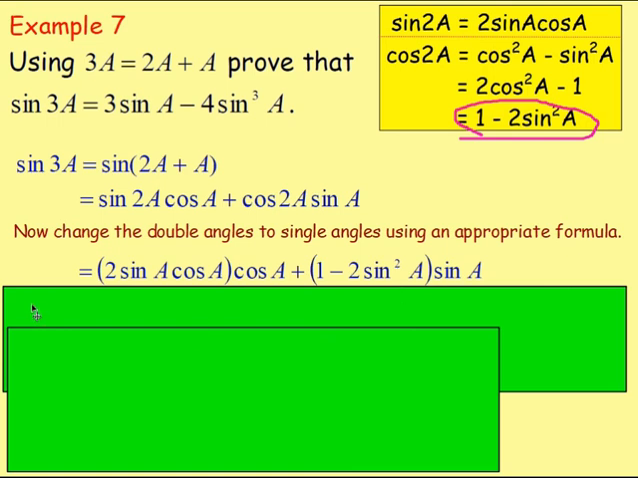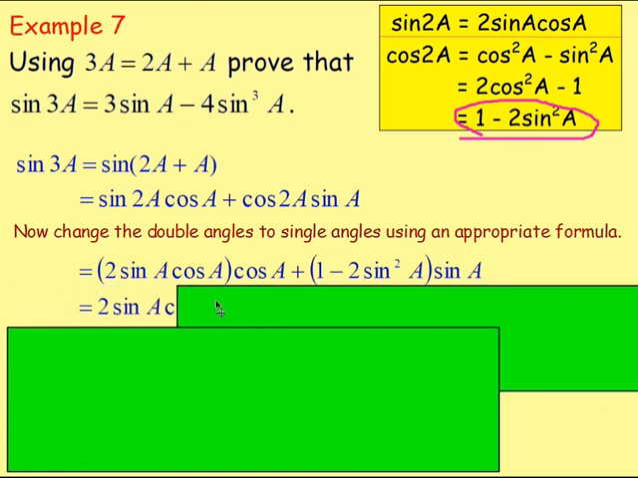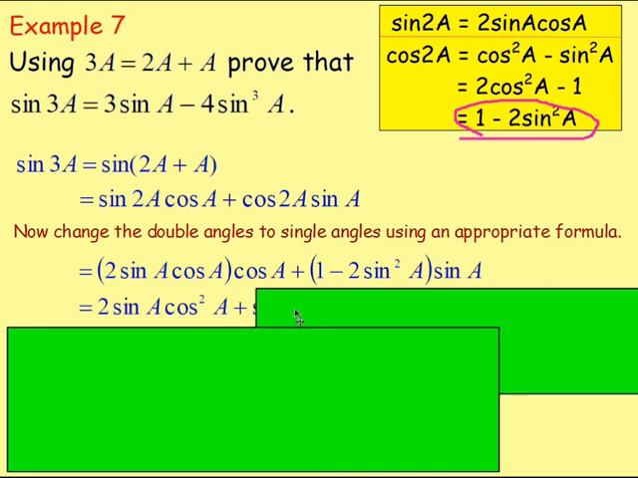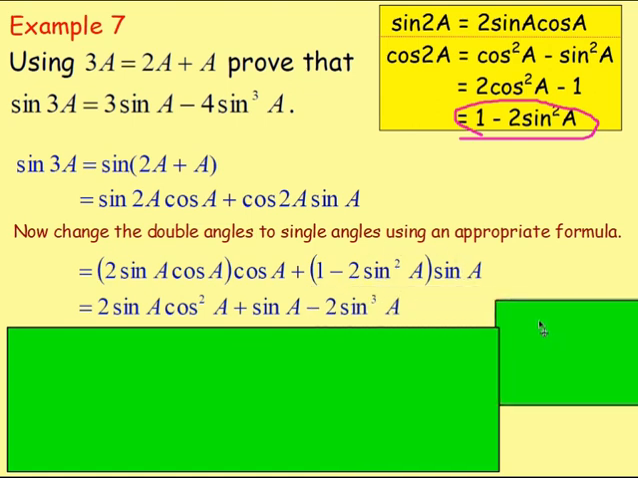If you do that, you could then multiply out the brackets. So 2 sin A cos A will become 2 sin A cos squared A. Plus, if you multiply 1 by sin A, we just have sin A. And then we'd have minus 2 sin cubed A, because we have sin squared A times sin A. From there then, where would you go next? What do you think you would do, Sandy?